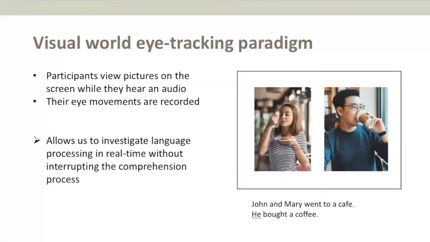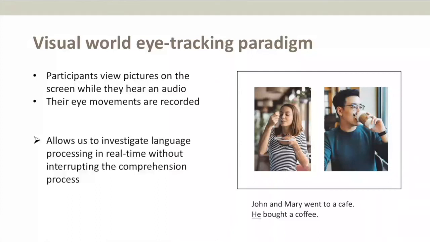And to test this, we are using a visual world eye tracking paradigm. This is where participants will see a picture on the screen while hearing audio, and we will record their eye movements. And this paradigm is very useful for investigating language processing. For example, participants will see two pictures, a guy and a girl, and then they will hear a sentence saying, John and Mary went to a cafe, he bought a coffee. By the time they hear he, they will look towards the picture of the guy because the gender matches the pronoun, right?